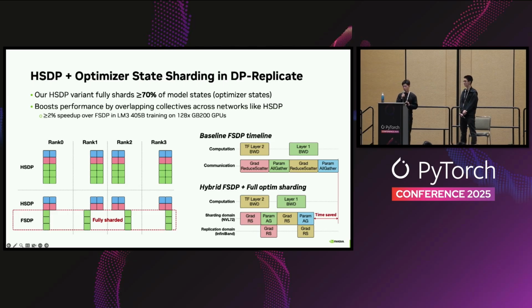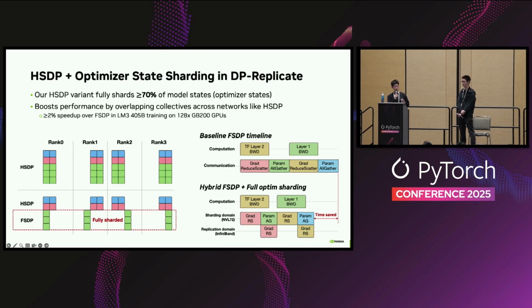Compared to the baseline FSDP, let me explain how it works. The right side of the diagram is the timing diagram for FSDP and hybrid FSDP with our optimization. In the baseline FSDP, this is the backprop. We have a backprop computation, and there is a reduce-scatter and all-gather happening at the same time, right? And then if your communication takes longer, it is going to be exposed.